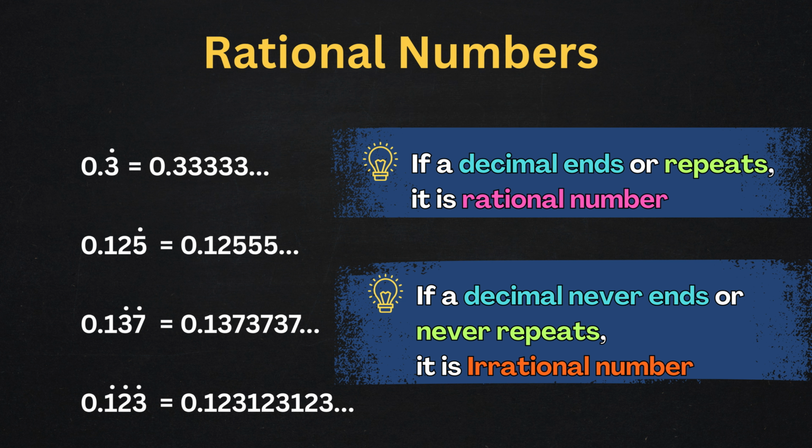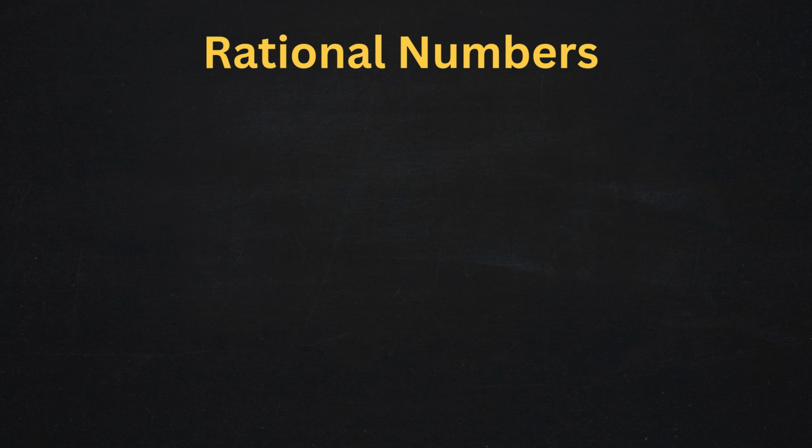Here is a trick question. Is every integer a rational number? Yes, because any integer can be written as an integer over 1. For example, 6 can be written as 6 by 1, or minus 3 can be written as minus 3 by 1, and even 0 can be written as 0 by 1. So every integer is a rational number.